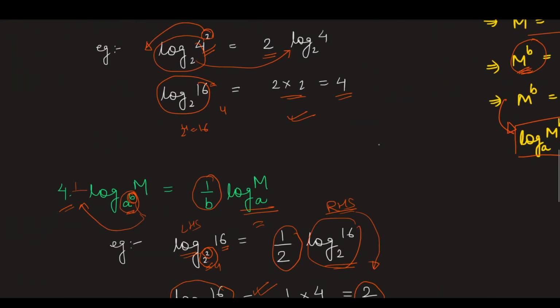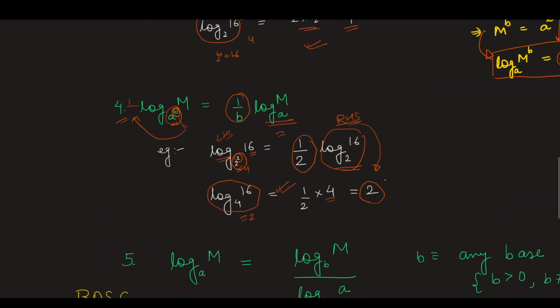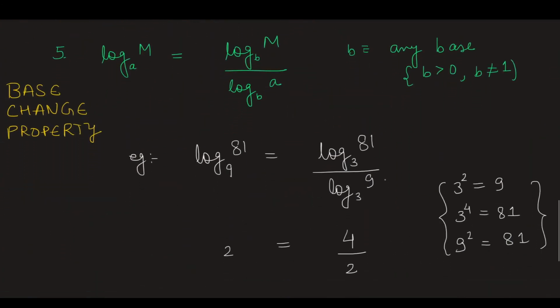Okay, so now we move on to the fifth property. So the fifth property is important. It is known as the base change property. This property says log m to the base a can be written as log m to another base b upon log a to the same base b. These bases should be the same, and obviously these bases should be valid, i.e. b should be greater than 0 and not equal to 1.